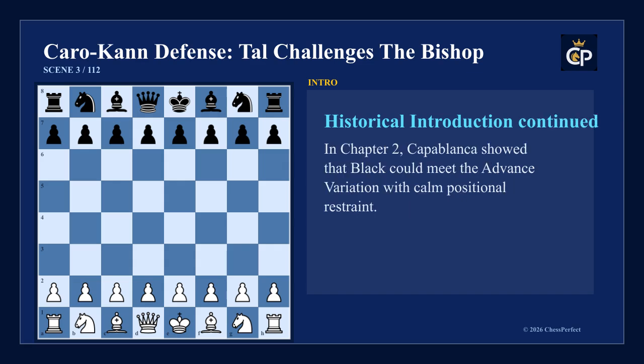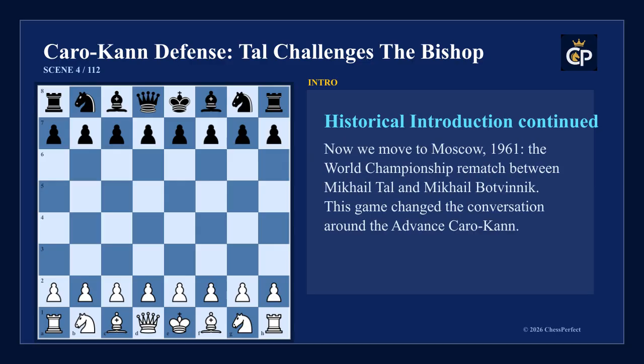In Chapter 2, Capablanca showed that Black could meet the advance variation with compositional restraint. Now we move to Moscow, 1961, the World Championship rematch between Mikhail Tal and Mikhail Botvinnik. This game changed the conversation around the advance Caro-Kann.